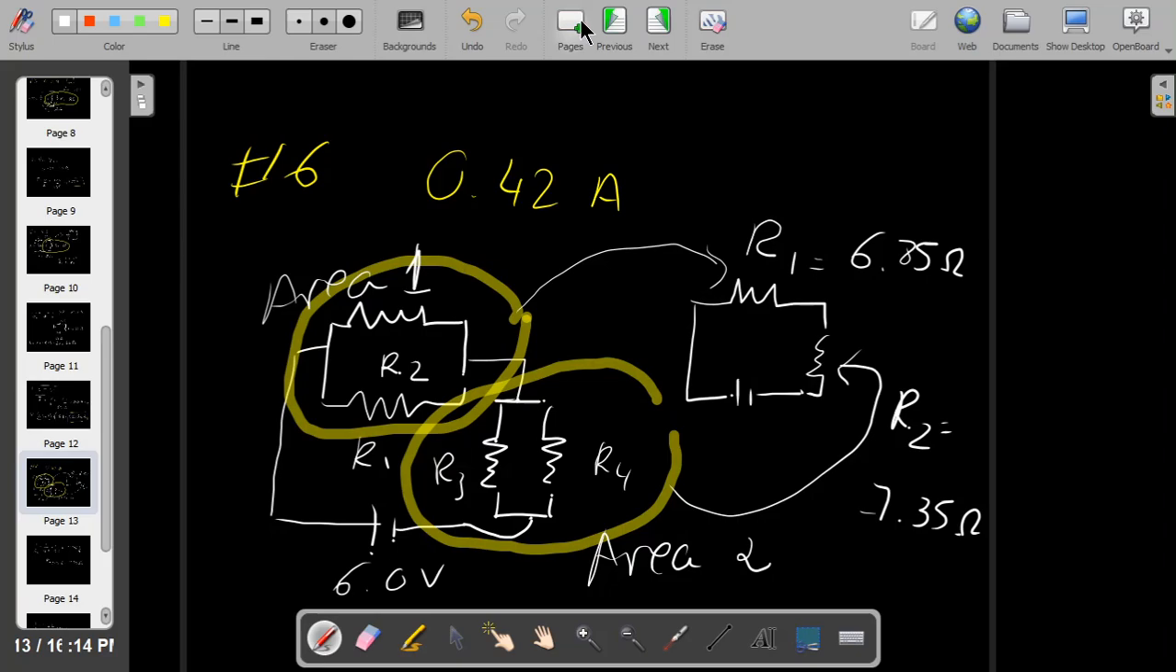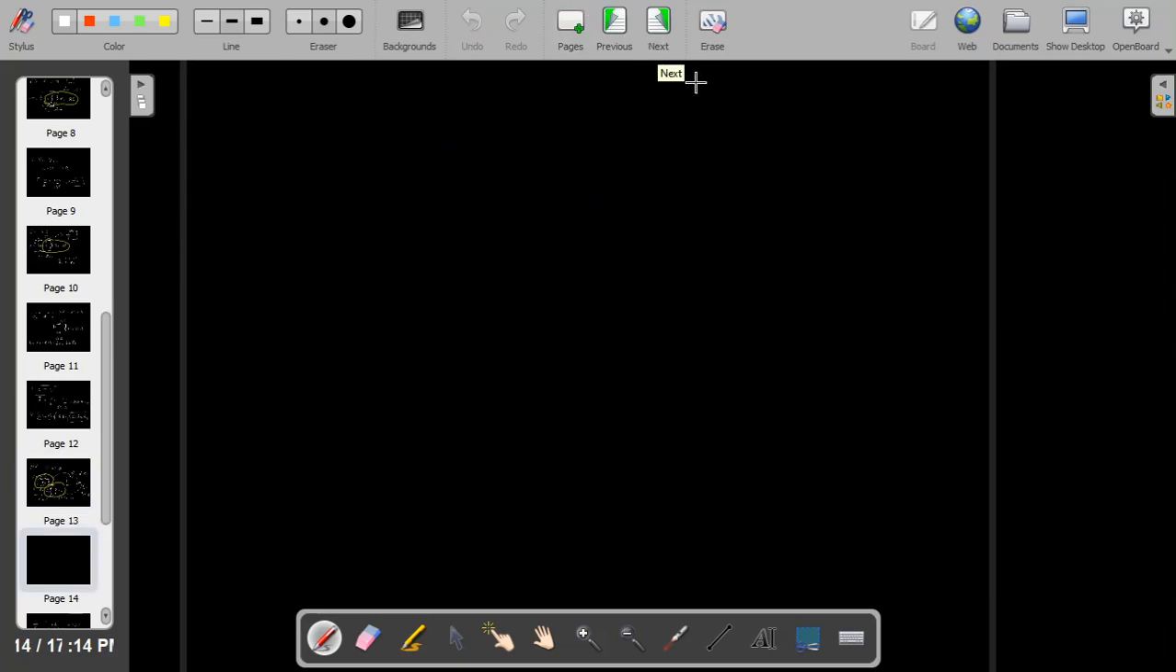Let's do that. The question here was the current. They wanted to know the current. The current is your voltage divided by your resistance for that circuit. So we are trying to find this resistance.